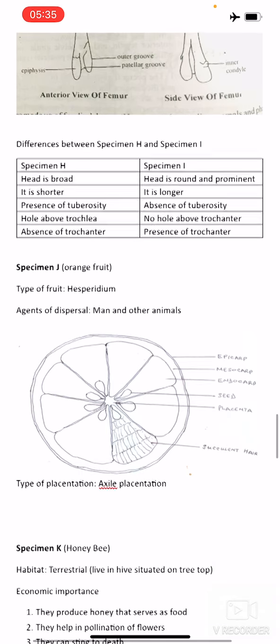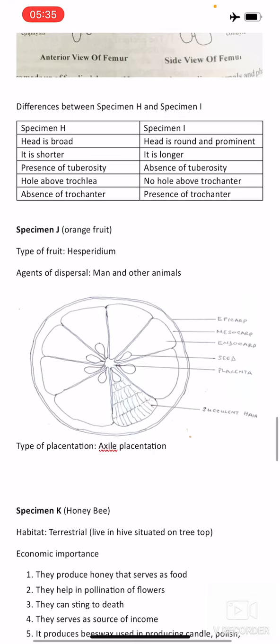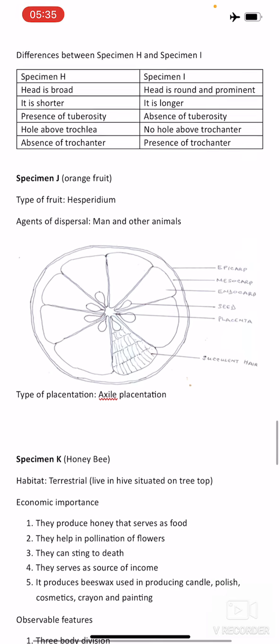So this is the difference between specimen H and I. So specimen J, orange fruit, type of fruit is hesperidium, agent of dispersal is man and other animals. And the placentation is axile placentation. So look at the diagram and study the diagram.